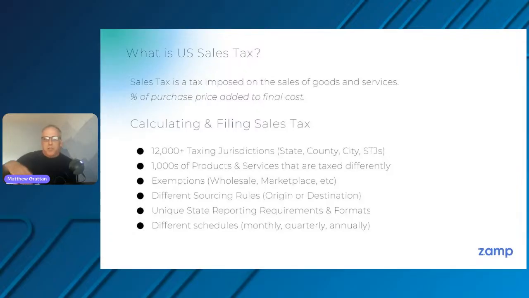So all of this complexity for you as a seller is there in the US. You've got these 47 states that are essentially acting, I've heard the comment, like sovereign nations. They're acting like separate countries almost, each of them with their own rules.